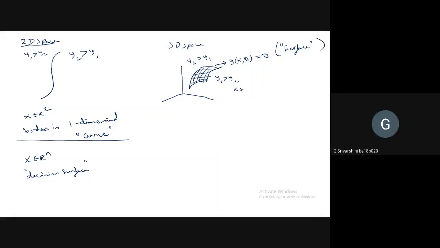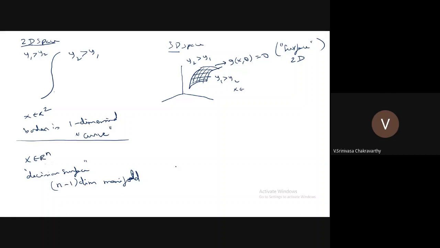2 dimensions. Yeah. So this is 2D. So if the input space is 3D, the decision surface is 2D. If input space is 2D, the decision surface is 1D. So in general, if the input space is n-D, the decision surface will be n-1 dimensional. Surface is a loose term. The correct mathematical term is something called a manifold.